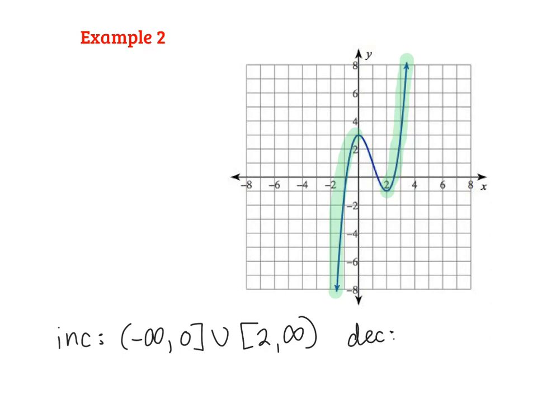Now let's describe where our graph is decreasing. That would be in this zone right here. So it starts decreasing when x is 0, and it keeps decreasing until x is 2. And there you have it.